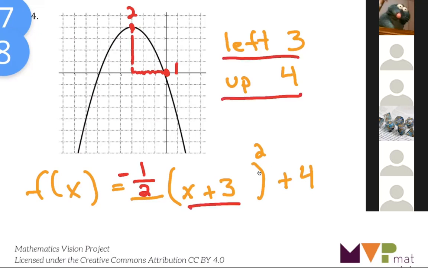So I know my left 3 is right here as opposite, right? X plus 3 plus 4. And that's how we did it without having to make the table every time.